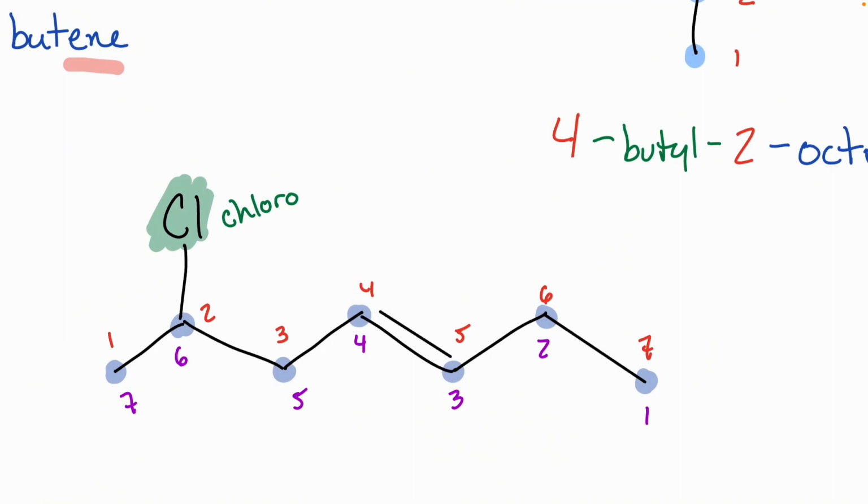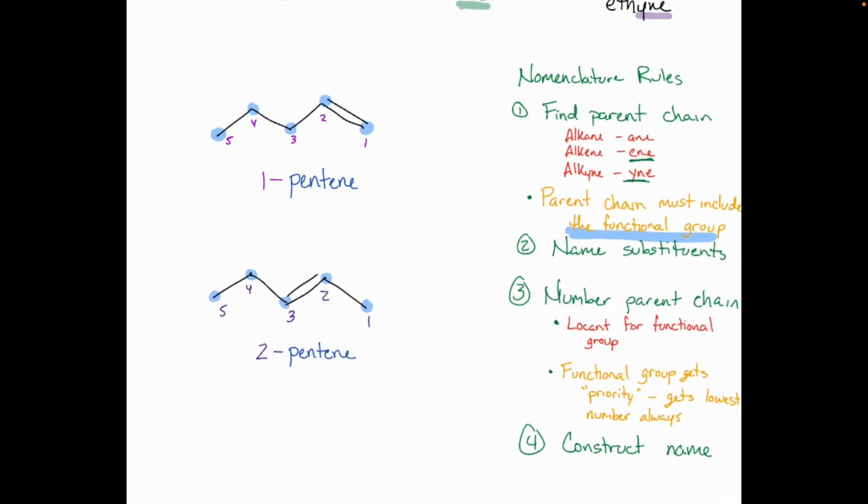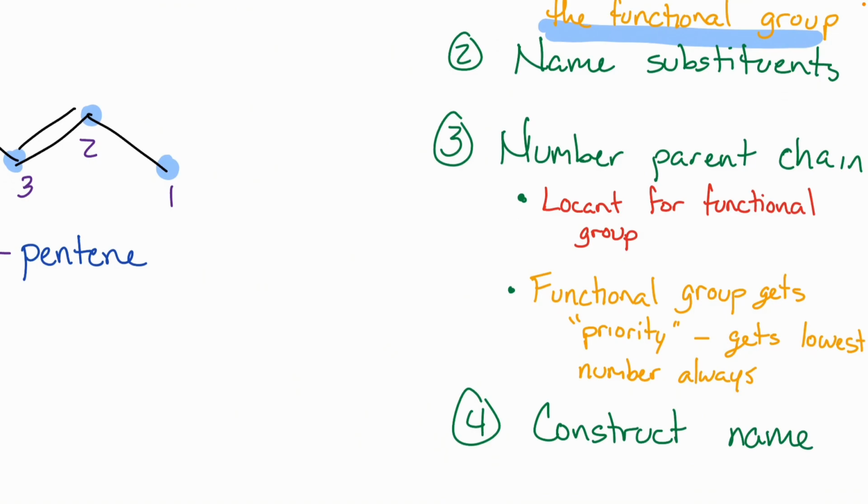And this was the second major update to our rules, right? The idea that when we number our parent chain, the functional group gets what's called priority, meaning we're only going to pay attention to the functional group when we pick our numbering scheme and make sure that it has the lowest possible number, right? So in this case, we're not going to pay attention to that chloro group at all. All we're looking at is that double bond and figuring out which one of these numbering schemes gives that double bond the lowest possible number.